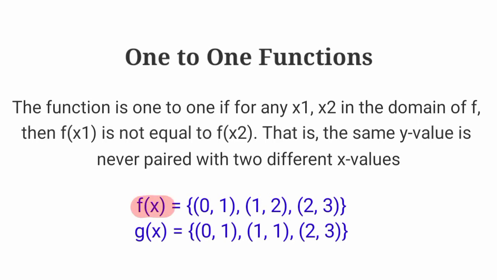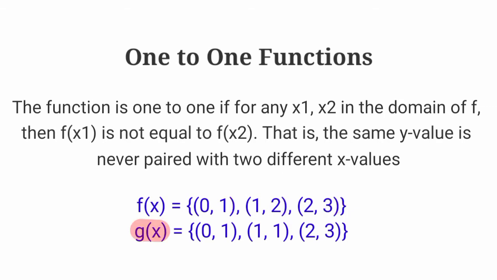To start with, f of x, our x values here are 0, 1, and 2. As you can see, all of these x values are unique and non-repeating. Therefore, this set is a set of a function. Now looking at its y values, we have 1, 2, and 3. As you can see, these are also unique. Therefore, this function is one-to-one.